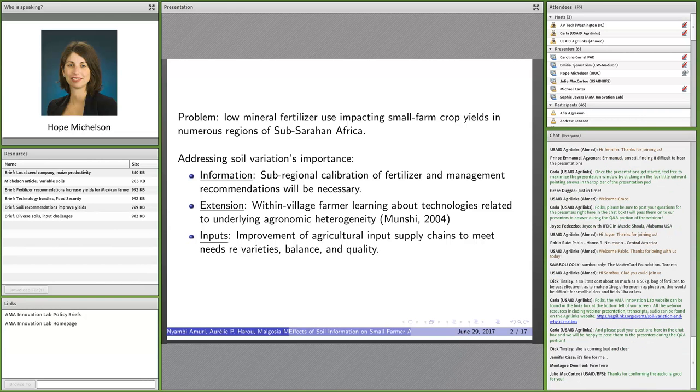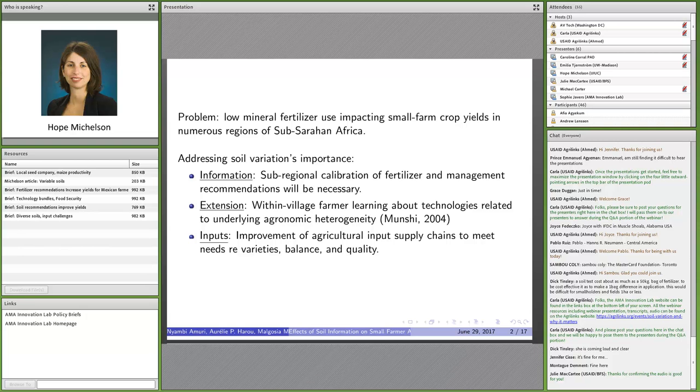The three reasons that we think about a lot is that you're going to need sub-regional calibration of fertilizer and management recommendations. Tanzania in particular is not like Kenya, where you've got these sub-regional carefully calibrated recommendations. Tanzania is making broader recommendations for whole regions for maize cultivation. And there's a number of countries in sub-Saharan Africa that have that kind of strategy. So if we find that there's enough soil variation and that it is meaningful agronomically, we really need to think about how we're going to get recommendations to people that are appropriate.